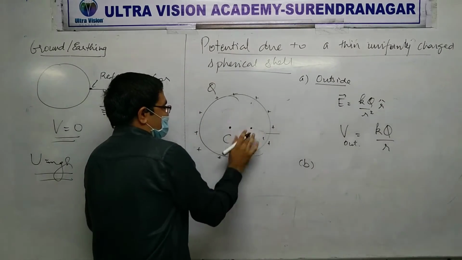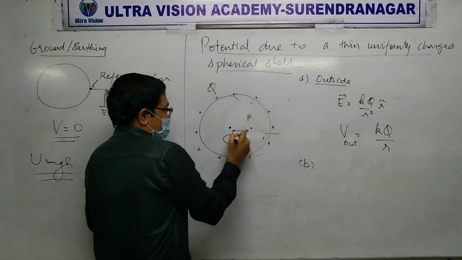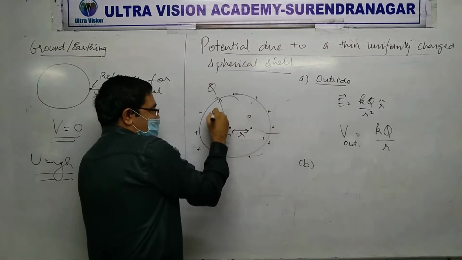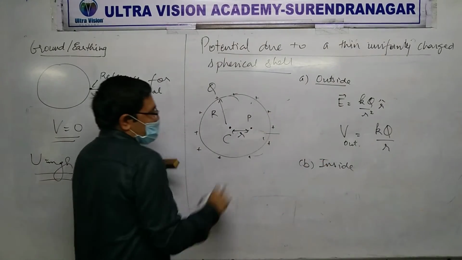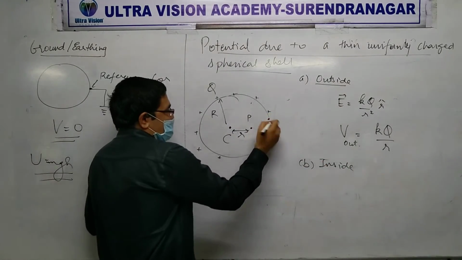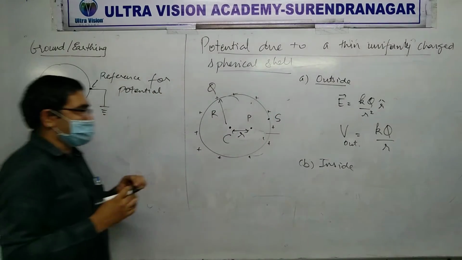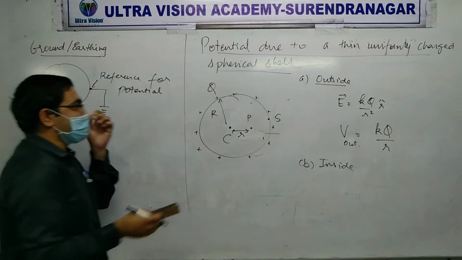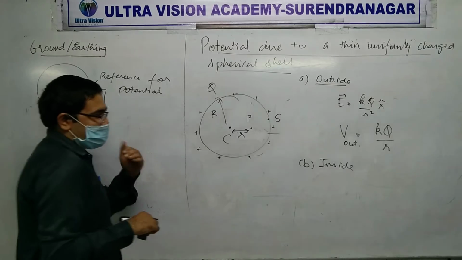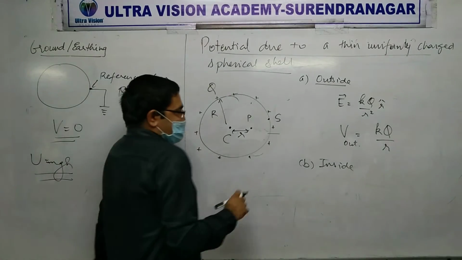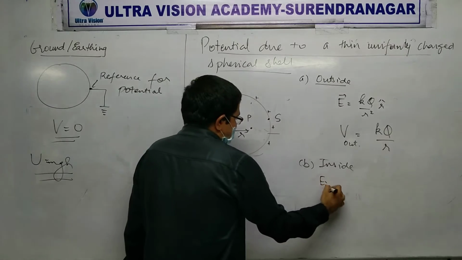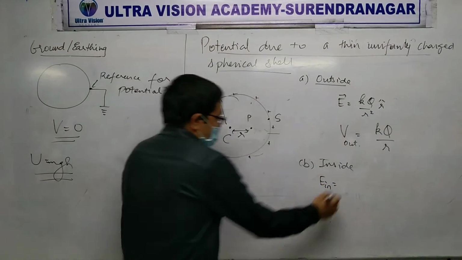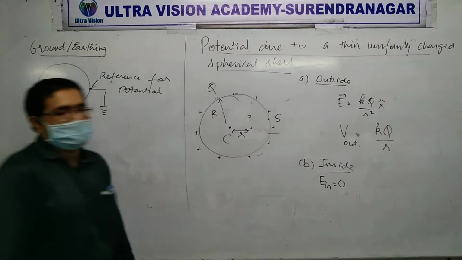So let's talk about inside. Suppose here is a point P at distance small r, which is less than the radius. So this point is now inside the shell. We want to find out the potential here. Suppose that there is a point S on the surface anywhere. Then, do you remember what the electric field is inside the shell? Very good. Inside the uniformly charged shell, the electric field is 0.